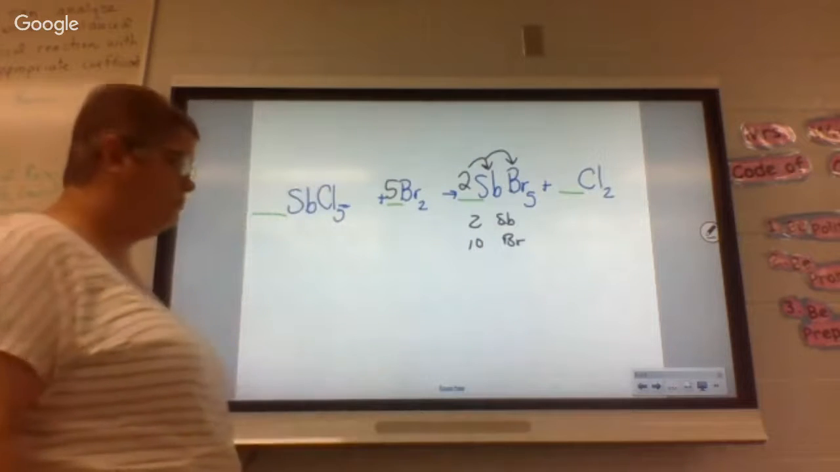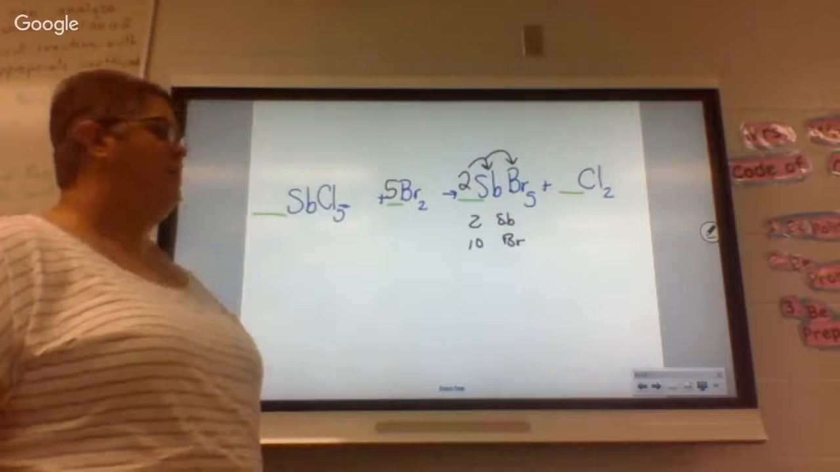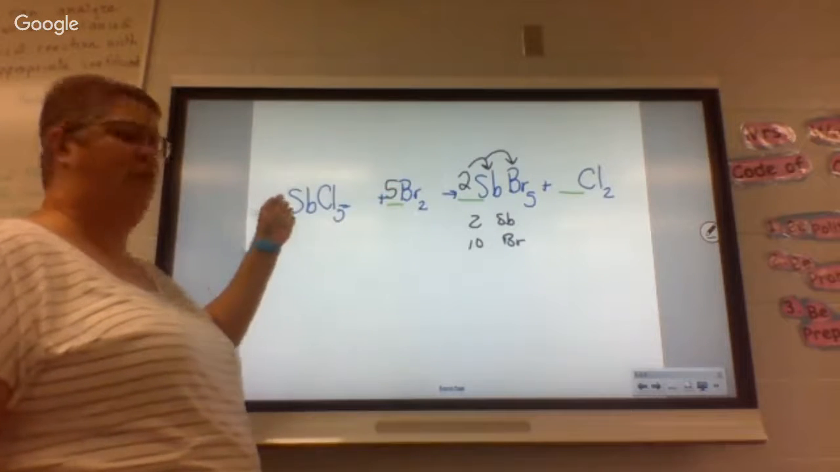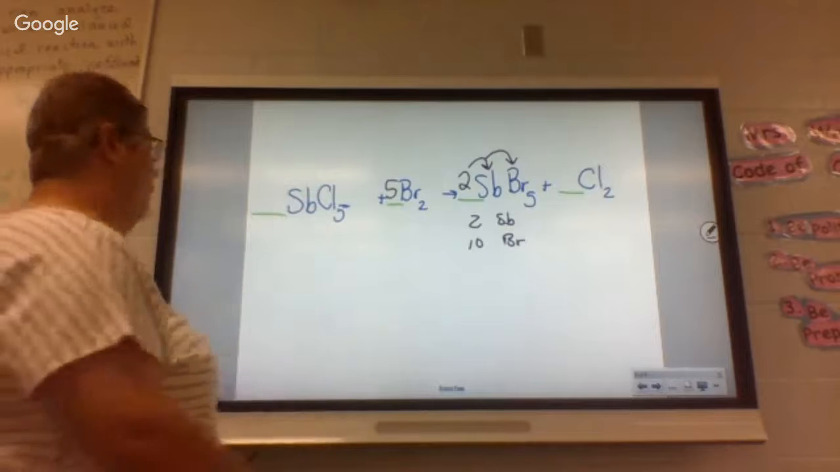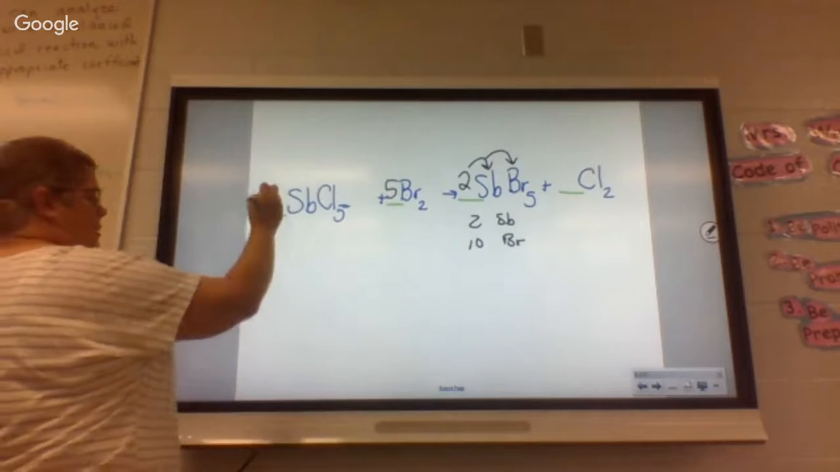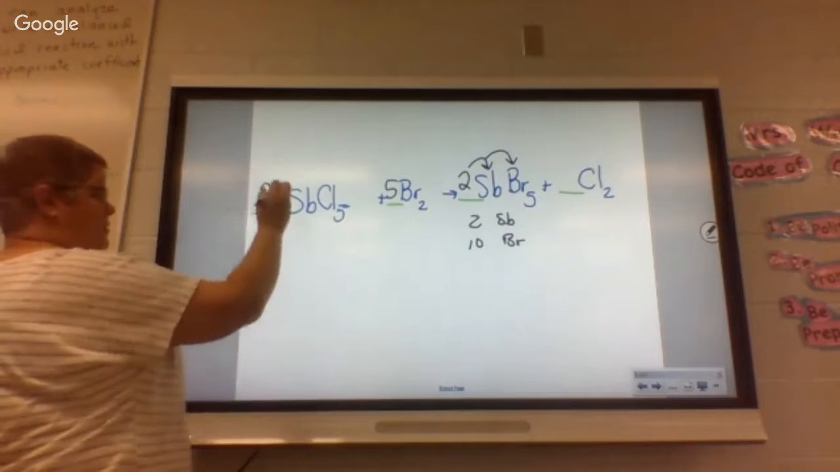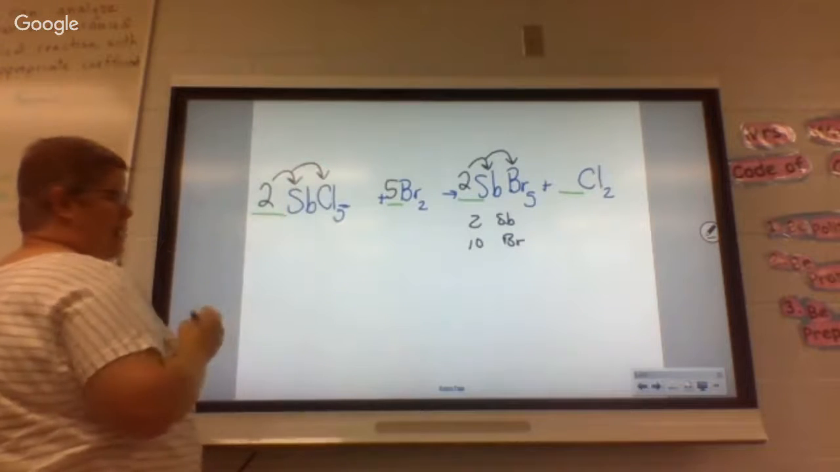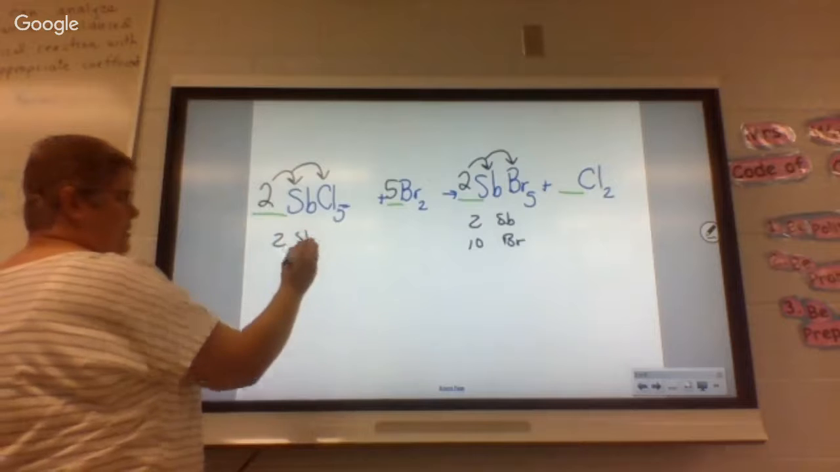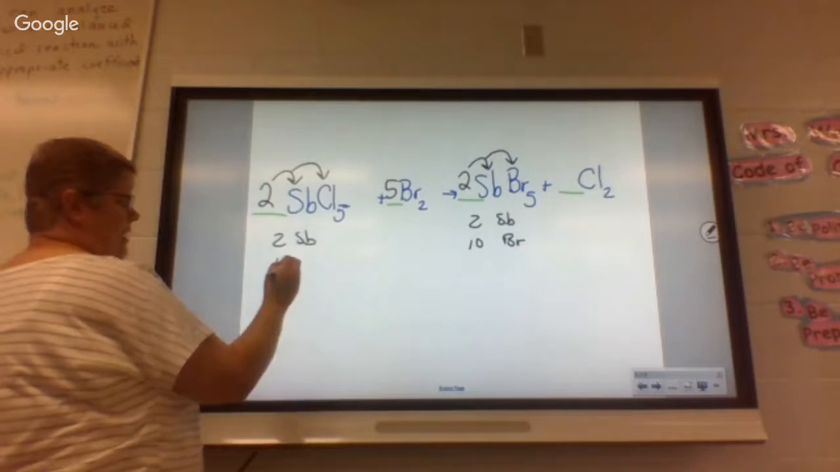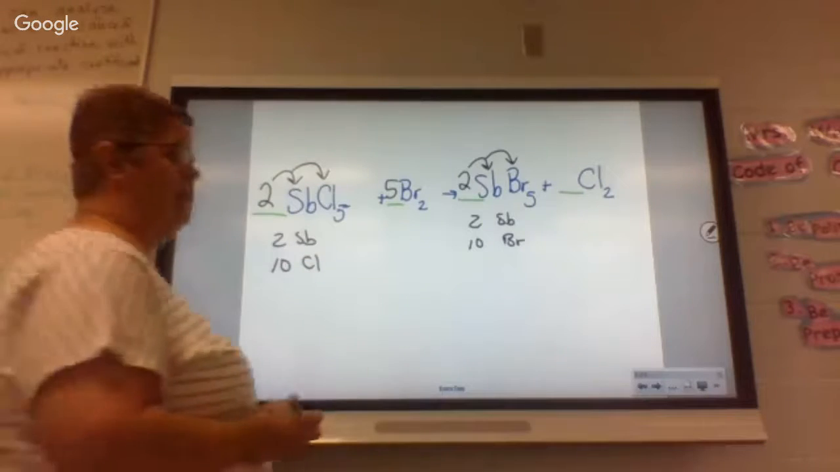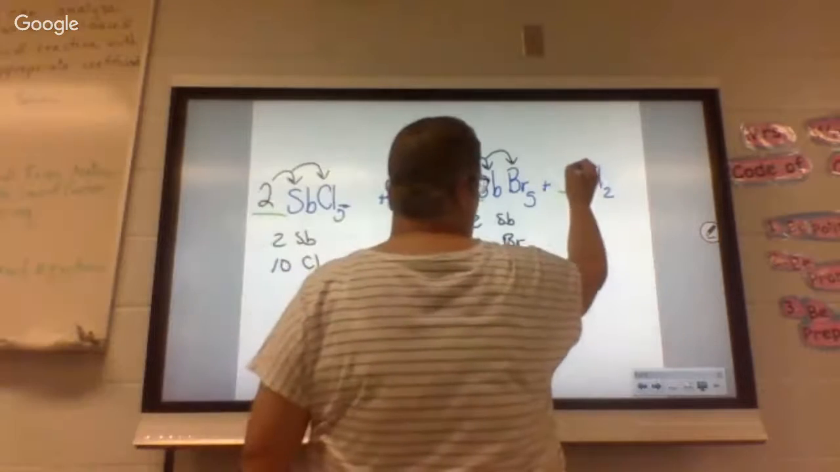All right, so I took care of the BRs. Made 2 SBs. So I need to fix my SBs. How many SBs are over here? So how do I get 2 SBs? 2. All right, this is a compound again, so that 2 went there and there. So I made 2 SBs, but I made 10 chlorines. So how many chlorines do I have over there? 2. I need 10, so what am I putting? 5.